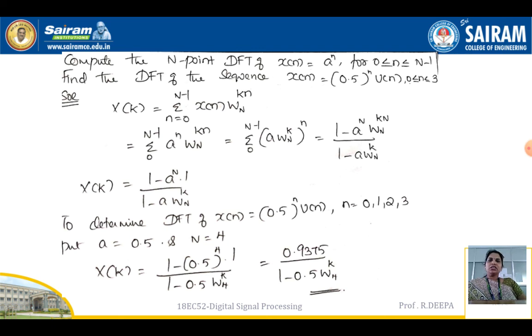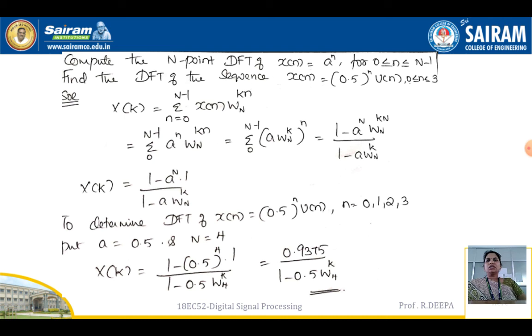So x of k is equal to 1 minus 0.5 power of 4, where n is equal to 4, into 1 divided by 1 minus, again a is 0.5 w4 power of k. So later let us simplify what is 1 minus 0.5 power of 4. We will be getting 0.9375 divided by 1 minus 0.5 w4 power of k.